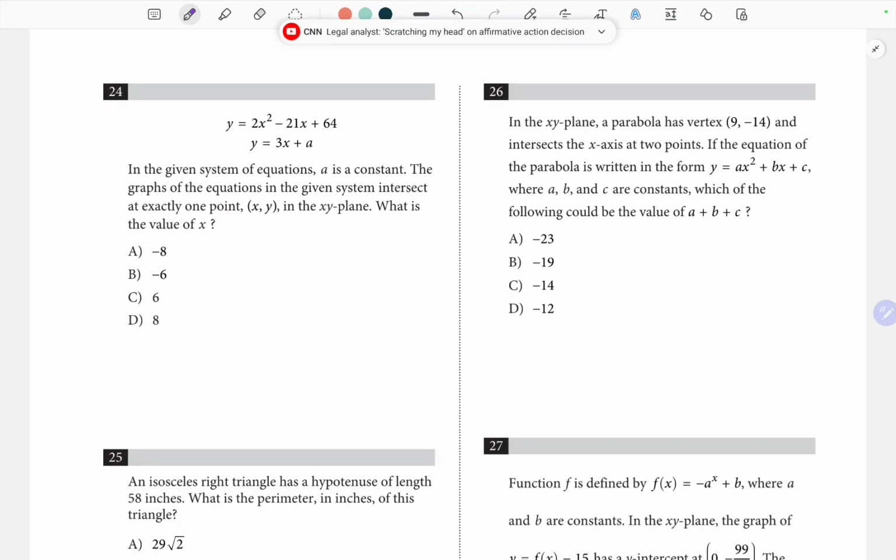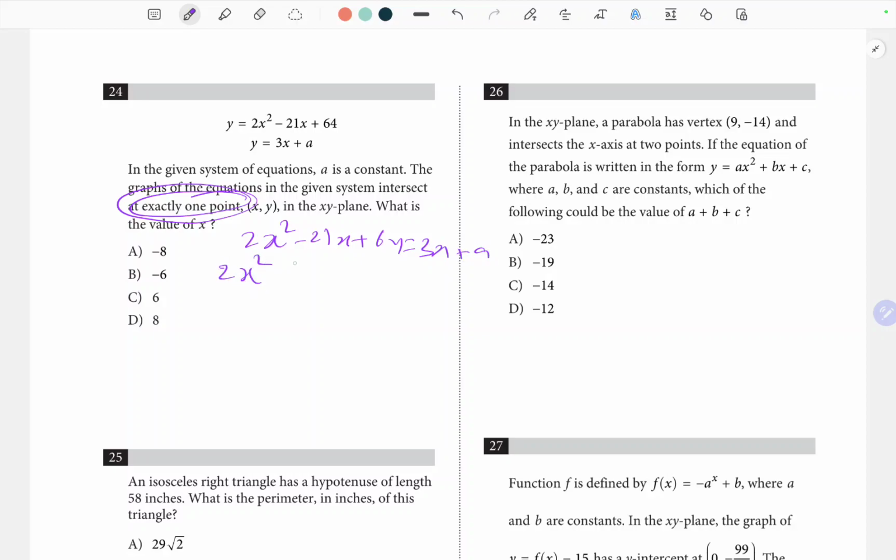Okay, now question number 24. The graph of the equation intersects exactly once. This is the important point, exactly 1. It will intersect at exactly 1. So let's solve. 2x square minus 21x plus 64 equals 3x plus a. Now the quadratic is 2x square minus 24x plus 64 minus a equals 0. Exactly 1, so D should be 0. So minus 24 square minus 4 into 2 into 64 minus a should be 0.